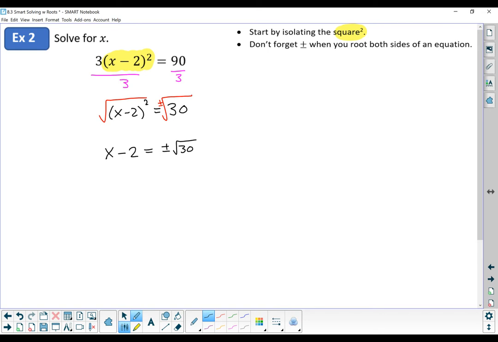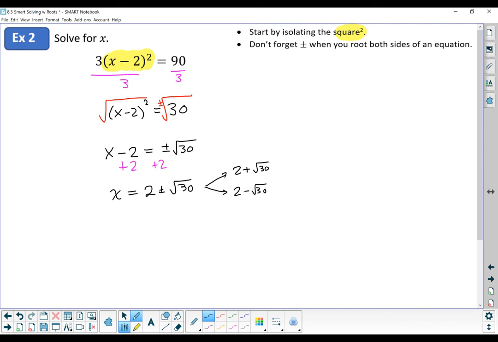Now root 30, if you throw that into your calculator, it does not simplify, so we're going to leave that root as is. We're trying to solve for x, so we have one last step to do, and that step is that we have an x minus 2, so we need to add 2 to both sides of our equation. Now, if we add 2 to a root 30, those two numbers don't really combine. I mean, we could turn them into a decimal approximation, but we can just leave it written out like 2 plus or minus root 30. And again, that plus or minus symbol is just shorthand for 2 plus root 30 and 2 minus root 30.